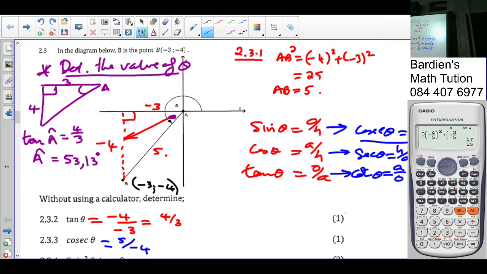degrees. So how do you get angle theta? Add 180. So it will be 180 plus 53,13 gives us an angle of 233,13. Does it make sense? Okay.